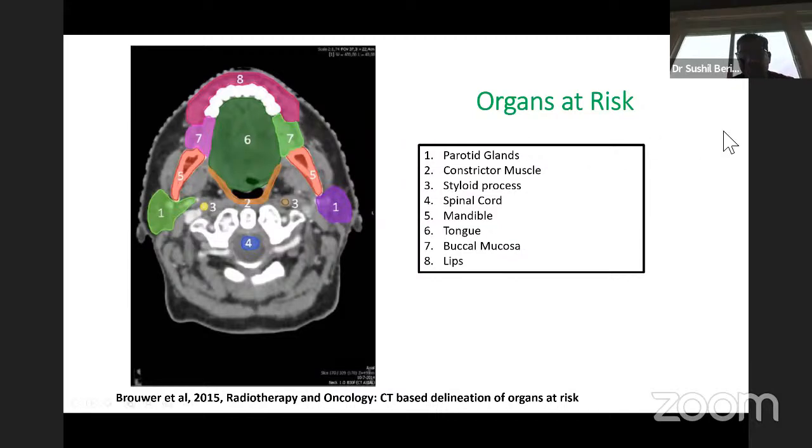Now for constrictor muscle, as was shown in anatomy, we have superior, middle, and inferior constrictors, starting from pterygoid plate all the way up to the cricoid. For contouring the constrictor muscle, use a 3 millimeter brush, and then you can contour this U-shaped structure as a constrictor muscle. So the U-shaped structure within 3 millimeter brush would be one way to contour the constrictor muscle.